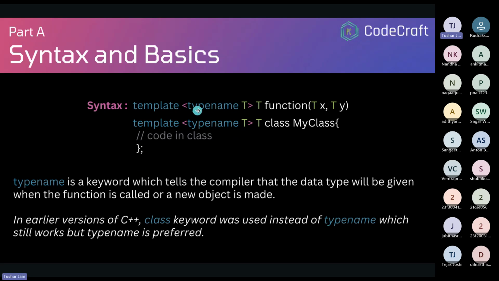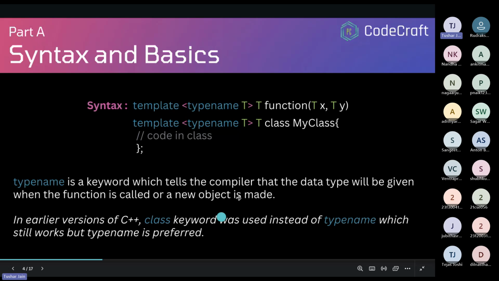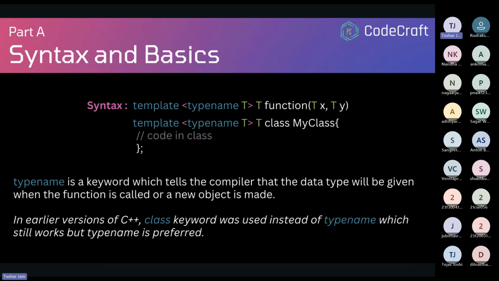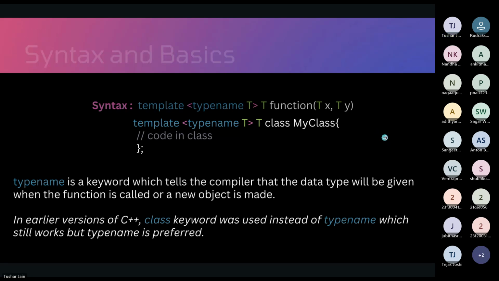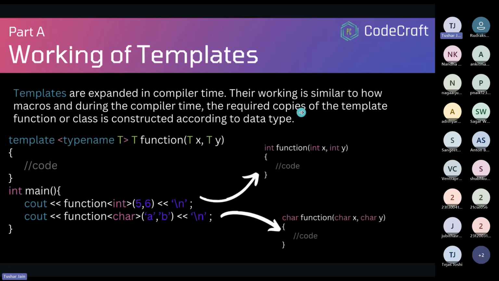The keyword we use here is typename. Earlier, the class keyword was also used, and it is still usable. If we use it, there won't be any change, but it is preferred to use typename because it is the newer convention. Both of them work pretty similarly, except a few differences, but that doesn't matter for now.